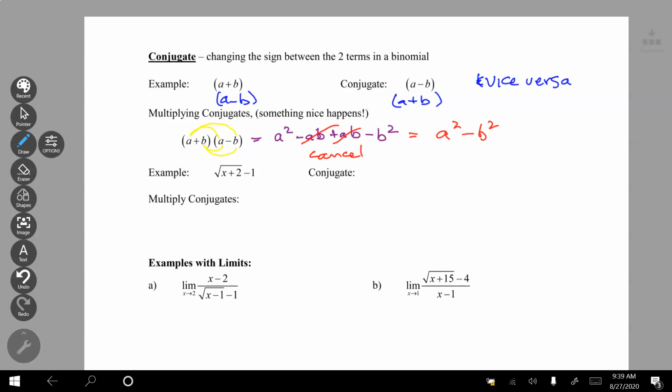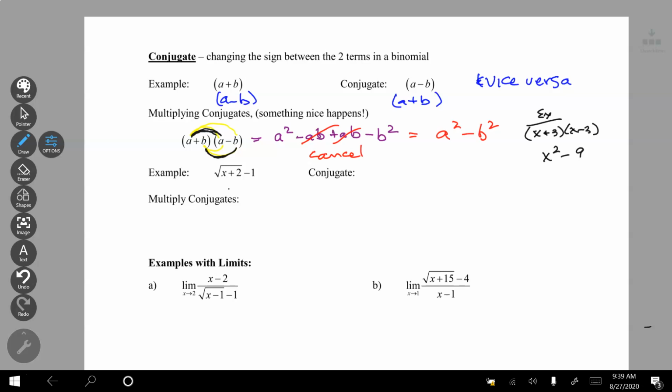This is a very special pattern that you should recognize. As an example, x plus 3 times x minus 3 just gives you x squared minus 9. You don't get any middle terms. So it's very special when you multiply conjugates. I really only get these two terms multiplying each other, and these two terms multiplying each other, because the other two terms are going to cancel out.